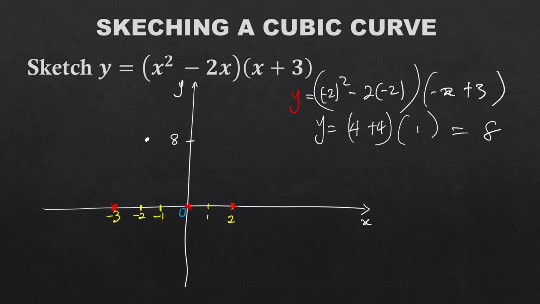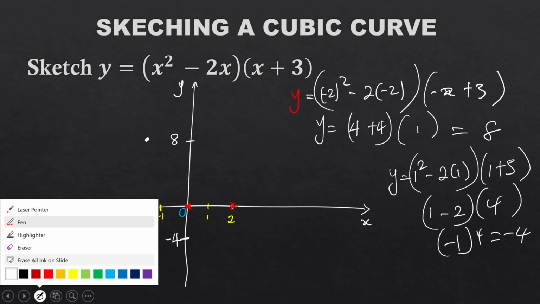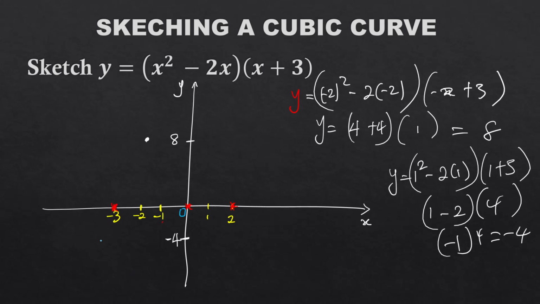Remember, I'm sketching. So what I'm going to do, let me also check when x is 1. If x is 1, I will say 1 squared minus 2 bracket 1, all in brackets. The next one is 1 plus 3. So this is 1 minus 2, all in brackets, times 4, which is minus 1 times 4, which is minus 4. So at minus 4 here, somewhere here, minus 4. Now, every analysis is done. Let me sketch. I'm going to start, let me use this color. I will start here, move to this 8, come down to 0. So when x is 1, y is minus 4. So this place.